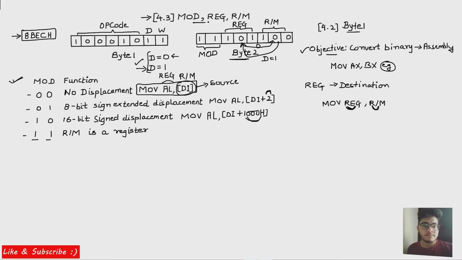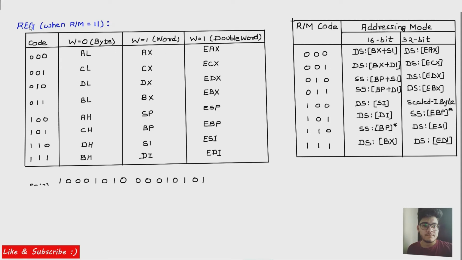So again, we have two tables here. The first table is of the REG field, and the second is of the RM code. This one is the REG field when mod is equal to 1 1, which means RM is a register. So I'm just going to write here that RM is a register. Then only you are going to refer to this table, right? Since the REG field is 3-bit, there are 8 combinations of codes, from 0 0 0 till 1 1 1, and we have 3 different columns.